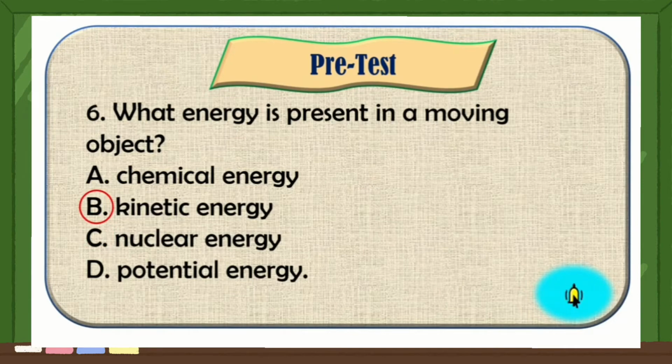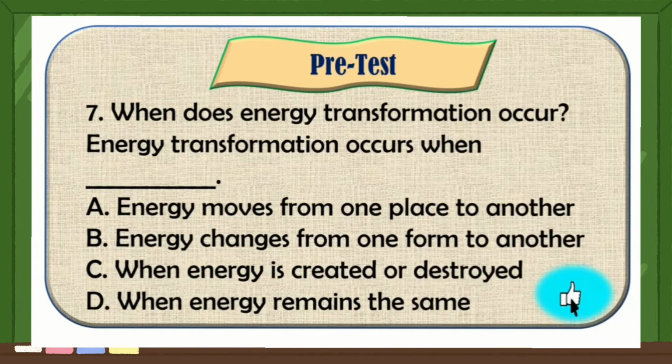Next, question number 7. When does energy transformation occur? Energy transformation occurs when blank. A, energy moves from one place to another. B, energy changes from one form to another. Or letter C, when energy is created or destroyed. Or letter D, when energy remains the same. The correct answer is letter B, energy changes from one form to another.